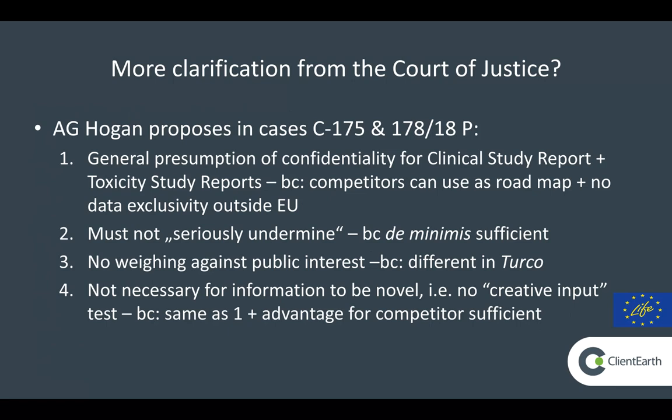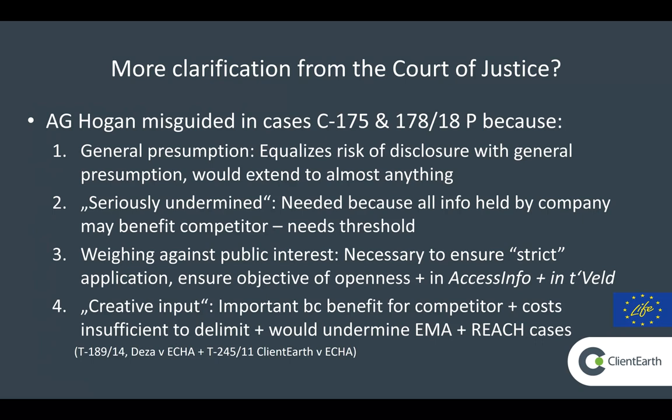Then he argued that the threshold I mentioned of seriously undermining commercial interest is not appropriate and shouldn't be used, because it's not found one-to-one in the legislative text, and because he argues a certain de minimis standard is sufficient. He argued that there's no need to weigh the public interest in disclosure against the interest in keeping that information confidential, even though, as I've argued in the beginning, this is a general obligation, because he says this is not to be found in the first case in which it's mentioned, the Turku case. And he finally argues that there's no need for the information to be novel, no need for creative input, essentially. It's sufficient that there is an advantage for a competitor. So this is very problematic. And I'll walk you through these four arguments.